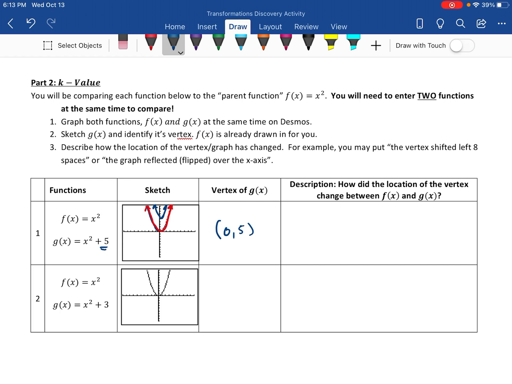For the description, it says, how did the location of the vertex change between f of x and g of x? The only thing that changed was that it moved up 5 units, and that gave me my new vertex. So let's do another one.